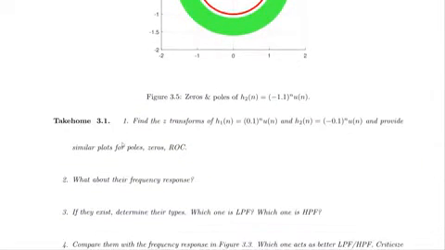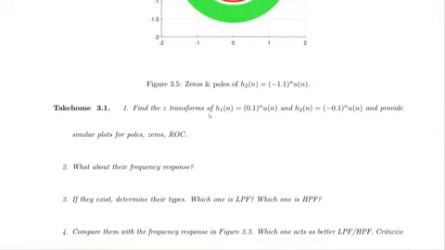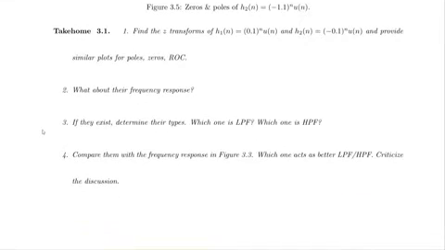Now take home 3.1. Find the z transforms of h1 of n equal to 0.1 to the power of n u of n, and the second one, minus 0.1 to the power of n u of n, and provide similar plots for poles, zeros, ROC, etc. that we just mentioned for the earlier examples. Okay? The next part: what about their frequency response? If they exist, determine their types.